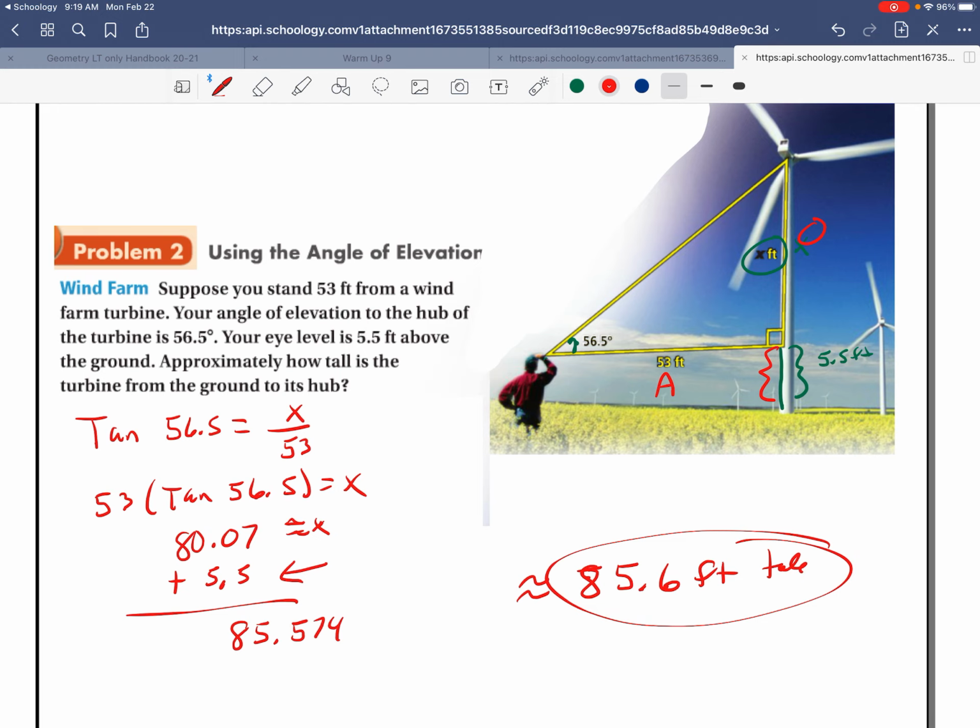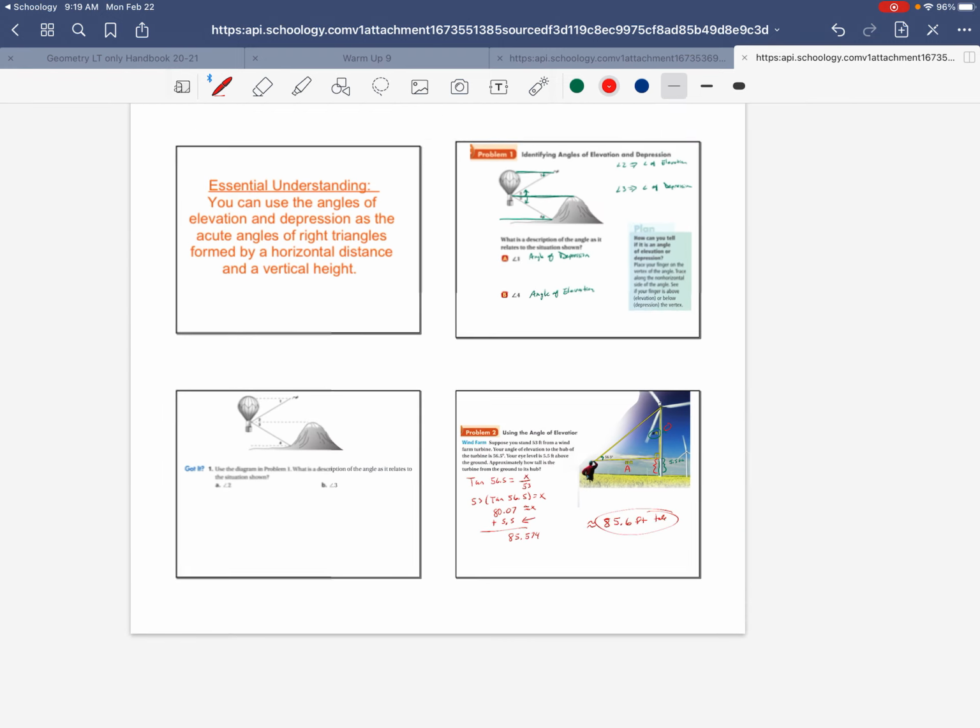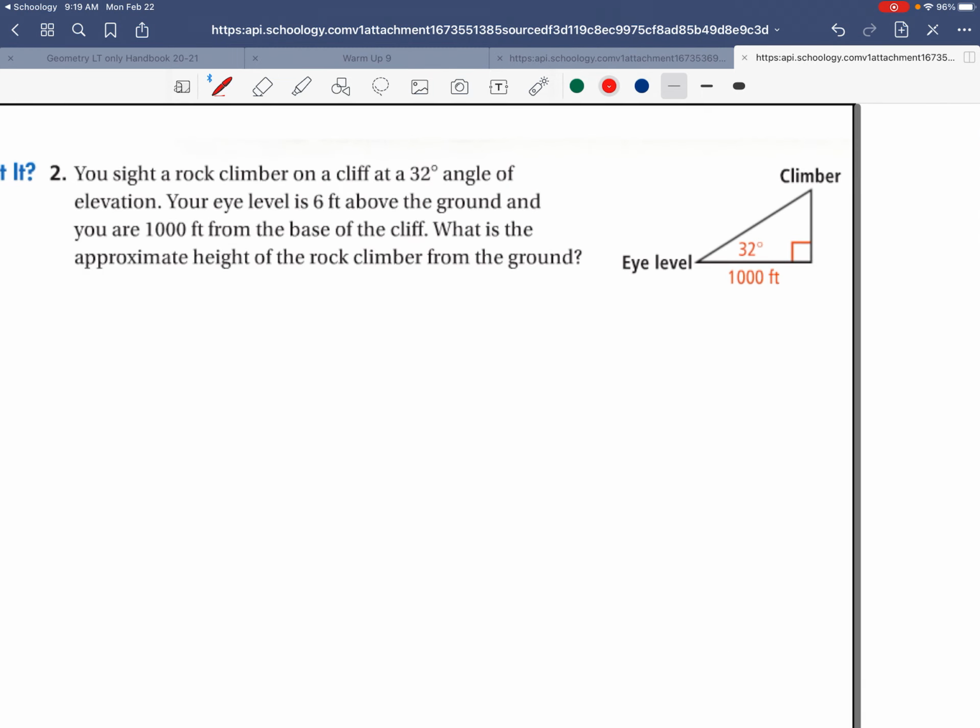That's going to happen a lot when you set up this situation because you tend to go from your eyesight. Let's try another problem. You sight a rock climber on a cliff at a 32-degree angle. From your eye level across, you go up, meaning your angle of elevation is 32 degrees. Your eye level is 6 feet above the ground, so this is 6 feet above the ground. What is the approximate height of the rock climber from the ground? We're going to solve for x, and then add these two together to get the height all the way from the ground.